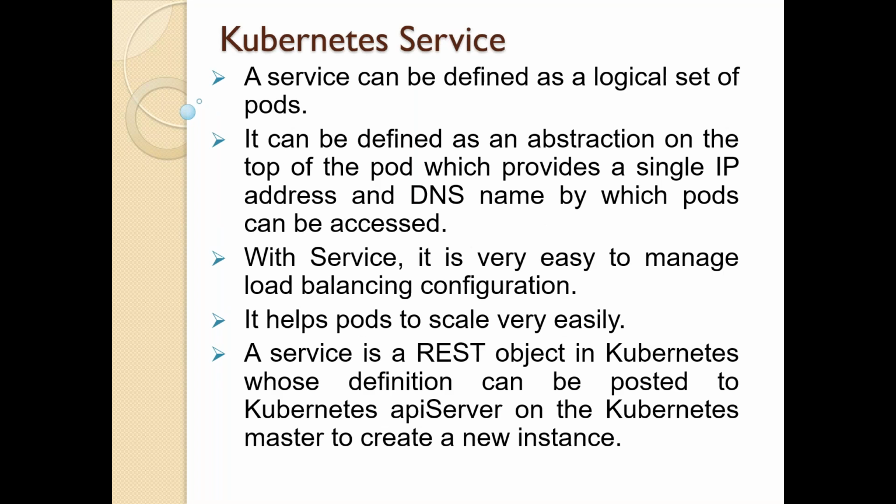A service can be defined as a logical set of pods. It is an abstraction on top of the pod, which will provide a single IP for us to access. With a service, it is very easy to manage all your load balancing configuration. If you don't create a service, then you will not know how to reach which pod, right? So internally, the kube proxy will take care of talking to different pods, but to expose them externally, we have to use a service.